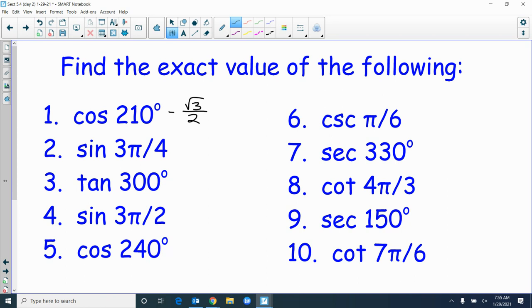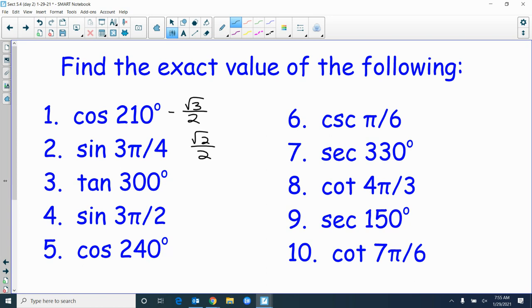All right, sine of 3 pi over 4. How are you doing that one, Max? For sine of 3 pi over 4, I got square root of 2 over 2. Positive? Yes, positive. Sine is positive in quadrant 2.